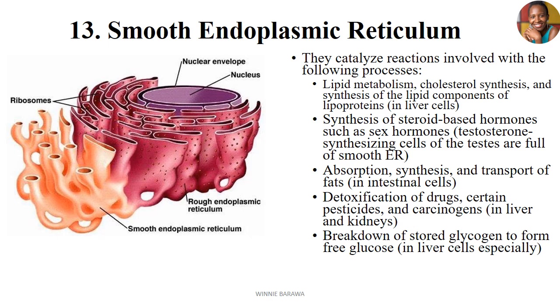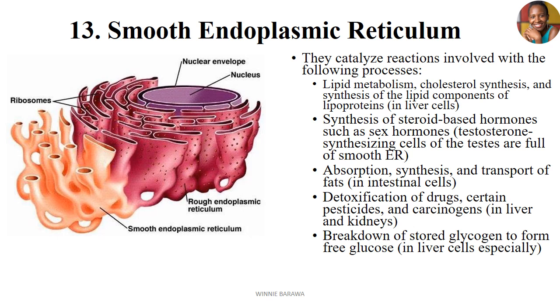In the liver cells, this tells you that you'll find a boost of smooth endoplasmic reticulum, mainly for this purpose of work. The other bit is that the smooth endoplasmic reticulum works in synthesis of steroid-based hormones such as the sex hormones, and this can include testosterone, estrogens, and so on. Therefore, it goes without guessing that in the testicles or the reproductive organs, there's a boost of smooth endoplasmic reticulum. It works also in the intestines to do absorption, synthesis, and transportation of fats.